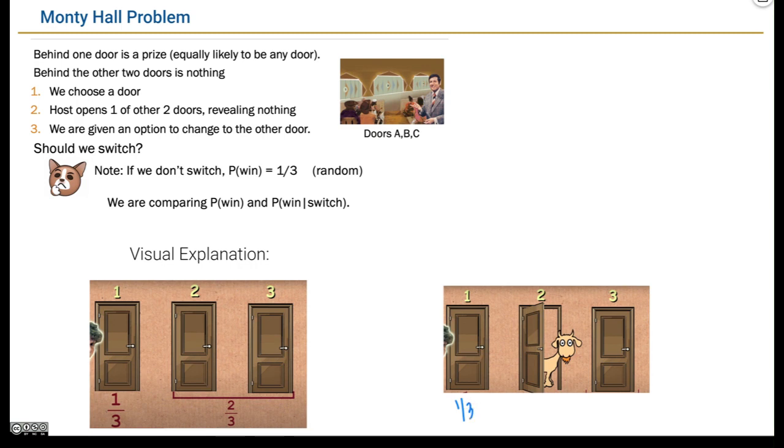Well, the chance that your original door has the prize is still 1/3. Nothing changed there. But what did change now is that 2/3 chance here really just got shifted because you were given extra info and you know that this is no longer a door that has a prize. So when you think of it this way, since you only had a 1 in 3 chance of correctly guessing, and now that the host narrows down your options, this door has a 2/3 chance of actually having the prize behind it. So you're better off if you switch. Let me show it to you another way.